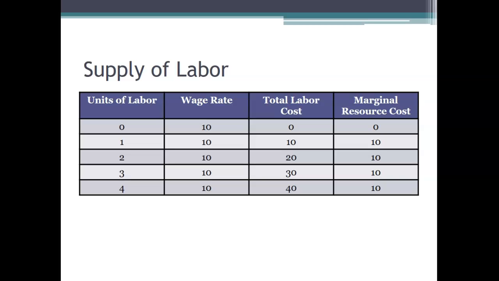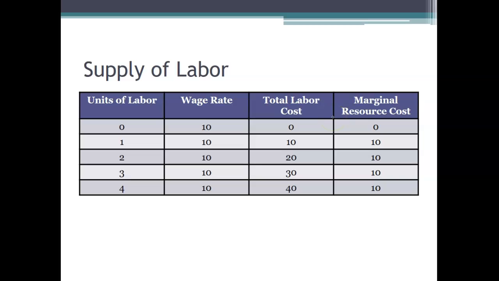So here is the supply. This is going to be the supply schedule. So we have the number of workers, 0, 1, 2, 3, 4. And we have the wage rate. You can see they're all the exact same, just like in perfect competition. On the product side, it was all the same price. So the total cost for labor is going to be 0 times 10, 1 times 10, 2 times 10, 3 times 10, and we get this column.